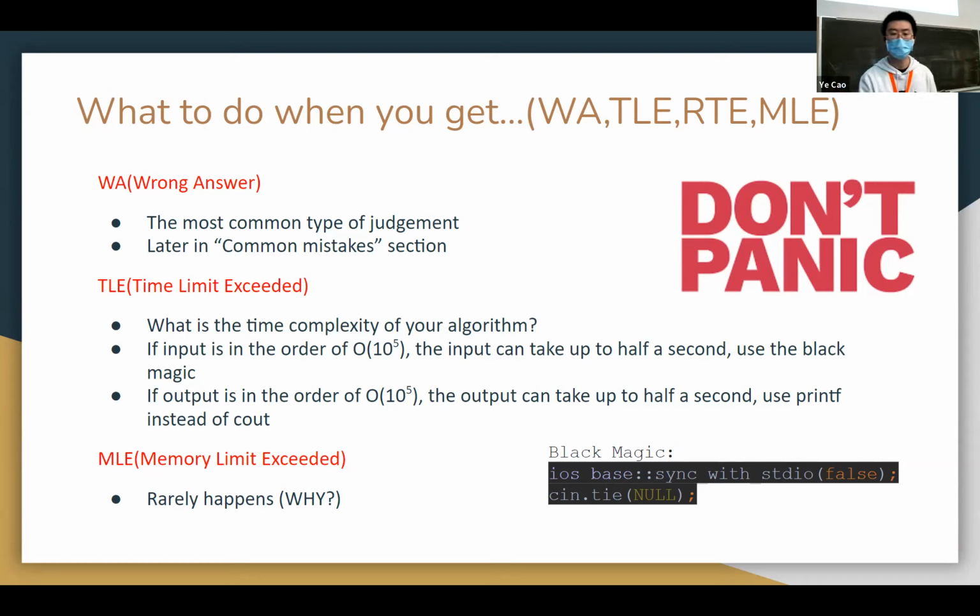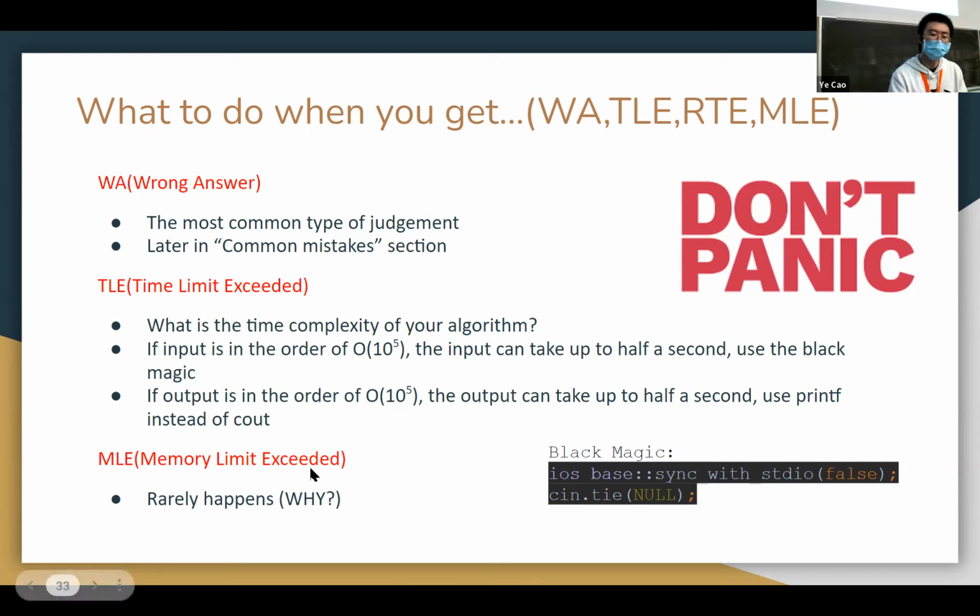Use that. If the output of your program is on the order of 10 to the 5th, the time it takes to print the solution can also take up to half a second. So if that is the case, use printf instead of cout, because printf is much faster than cout. So learn how to use printf. Learn how to use the placeholders like %f, %d, %s.